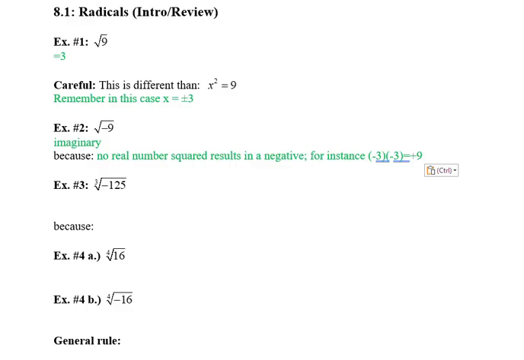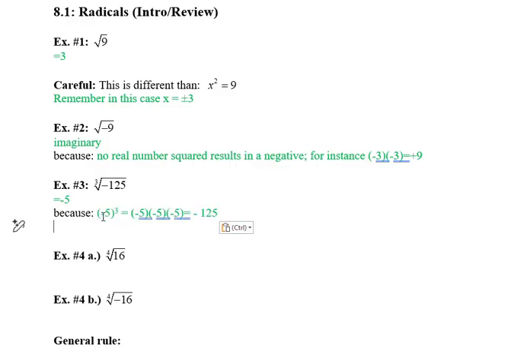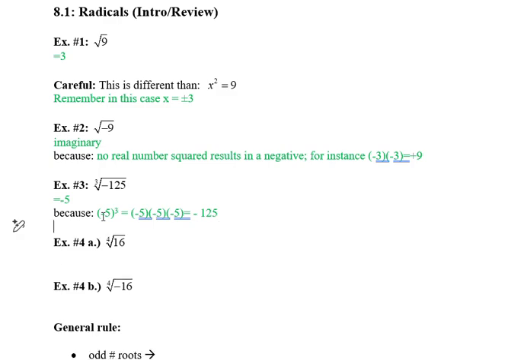Cube roots, on the other hand, totally okay, because cube root of negative 125 is going to be negative 5, because if I go negative 5 times negative 5 times negative 5, I do get negative 125, right? Because my first negative times a negative gives me a positive, and then my next negative gives me a negative overall.